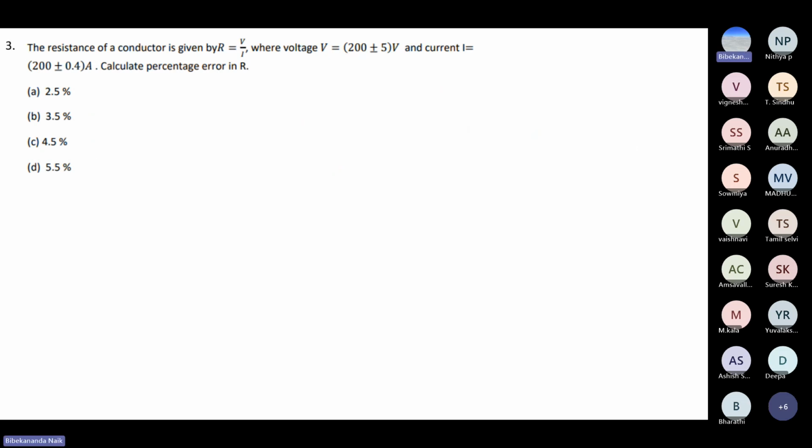Now coming to the next question. The question is, the resistance of a conductor is given by R equals V divided by I, or simply Ohm's law, V equals IR, where voltage is 200 plus minus 5 volt and current is 20 plus minus 0.4 ampere. Then calculate the percentage of error in R.